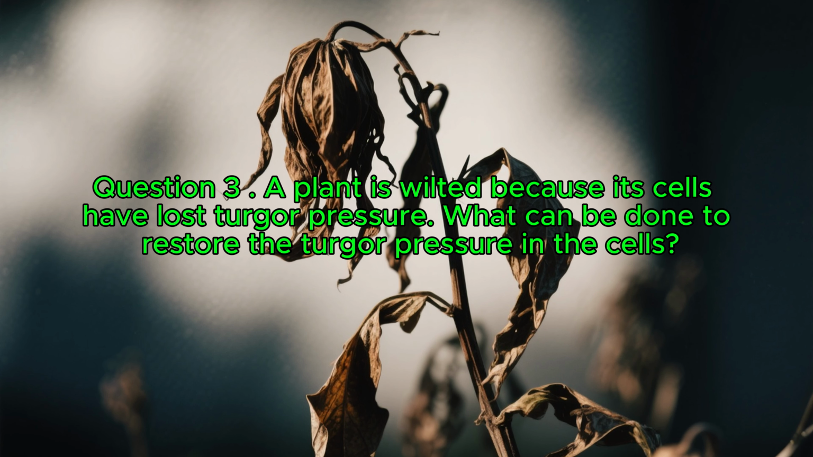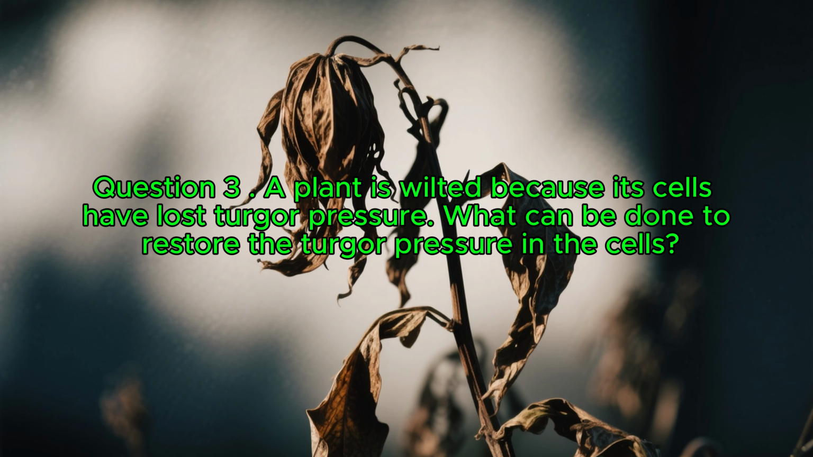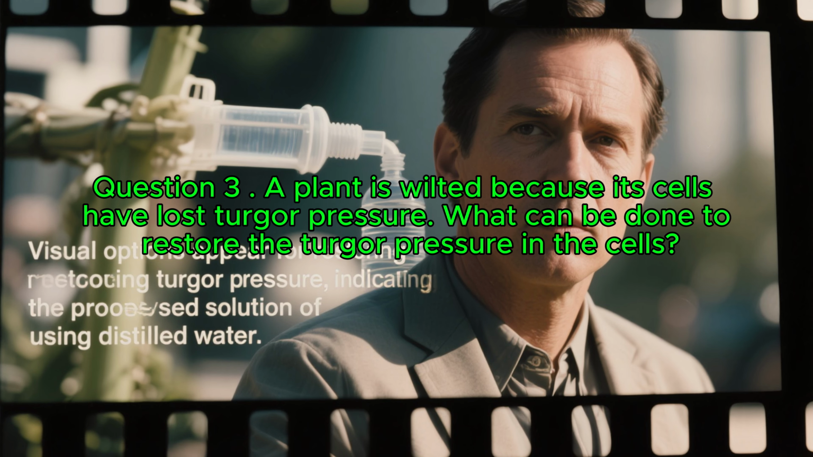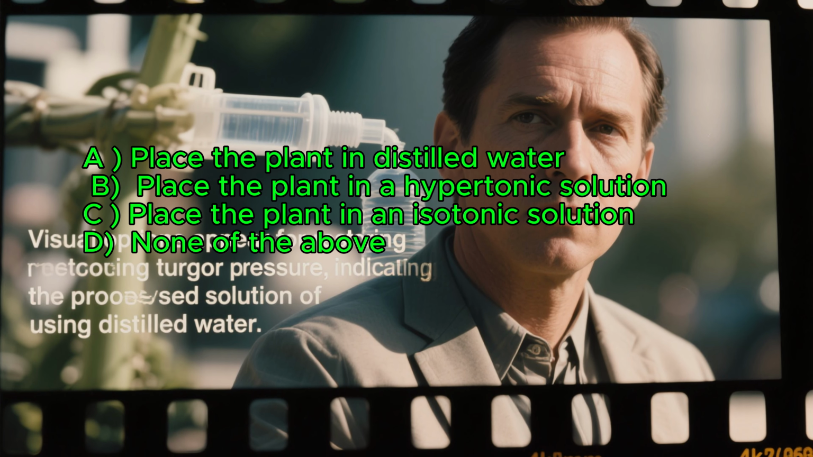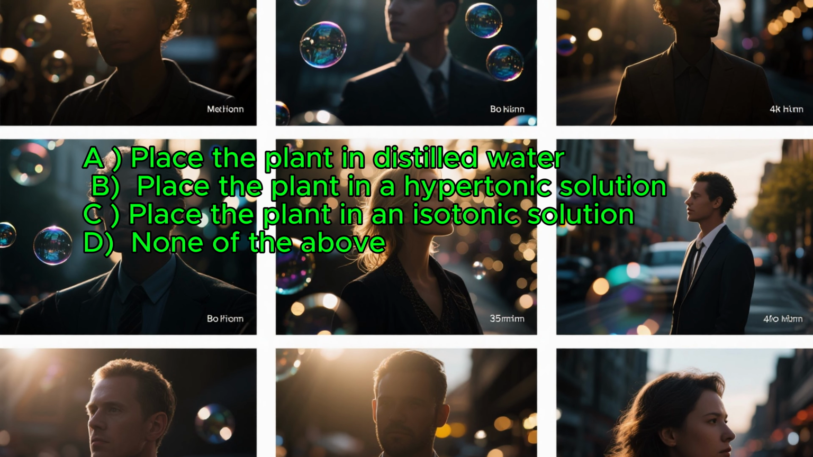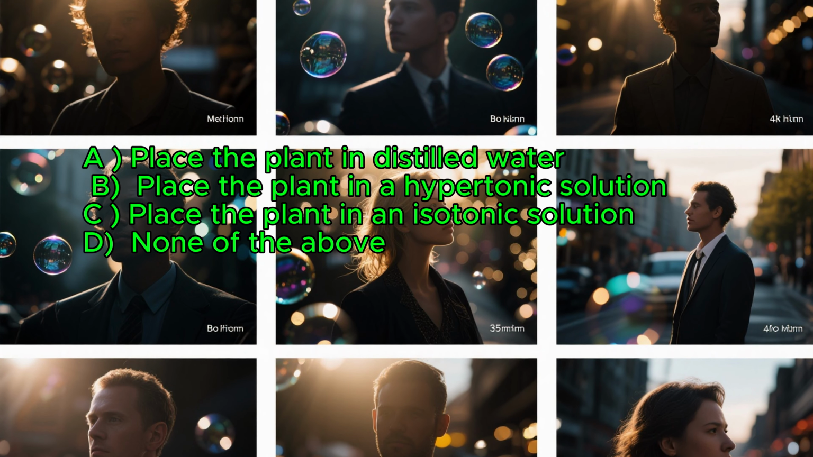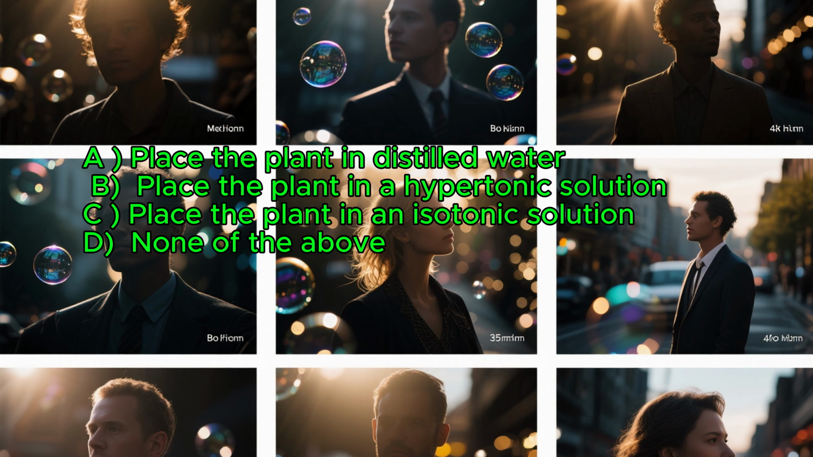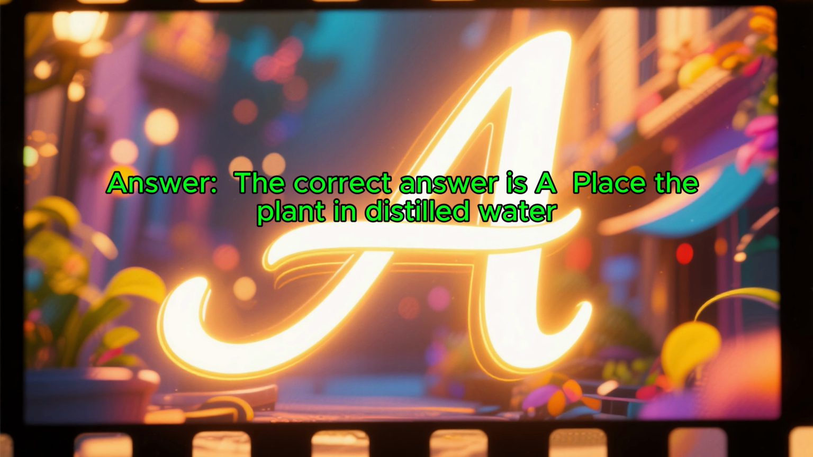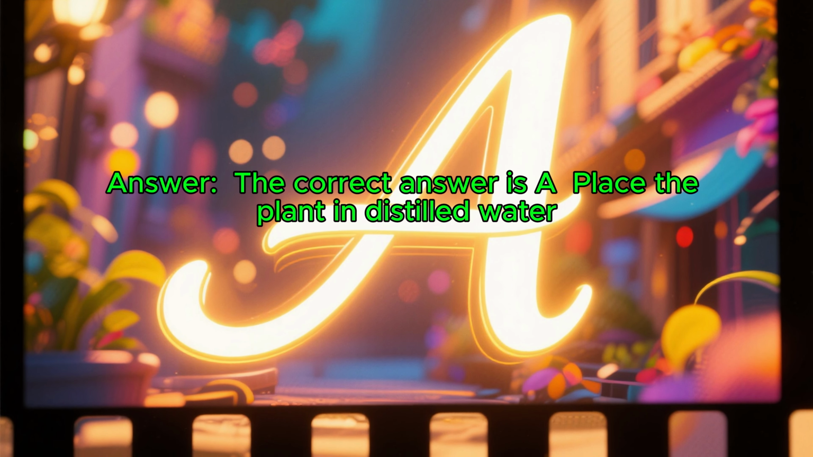Question 3. A plant is wilted because its cells have lost turgor pressure. What can be done to restore the turgor pressure in the cells? A. Place the plant in distilled water. B. Place the plant in a hypertonic solution. C. Place the plant in an isotonic solution. D. None of the above. Answer. The correct answer is A. Place the plant in distilled water.